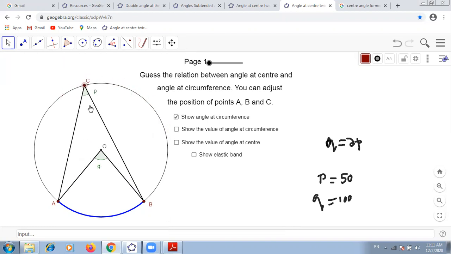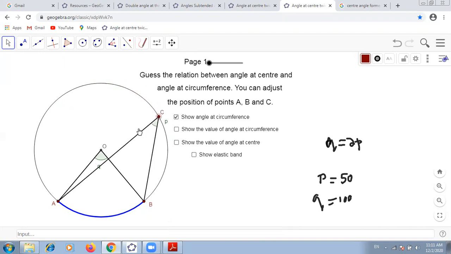Okay, this figure should be like this, like this, like this. One angle is formed at the center, the other angle is formed at the circumference on the major arc. This figure should be like this, or I can move here. All the time, Q should be twice of P. You have to remember that. Q should be twice of P, because Q is a center angle formed by the minor arc, and P is a circumference angle formed at the major arc.